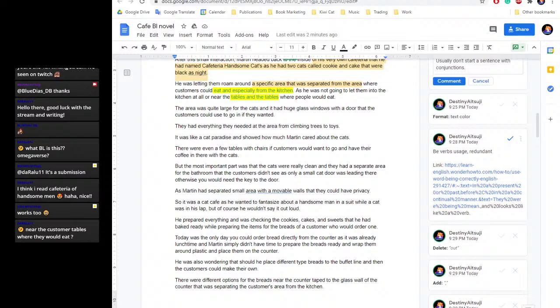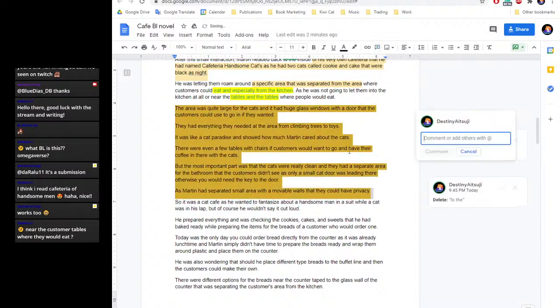Okay, Talise is asking, near the customer tables where they would eat. Yeah, that's what I'm questioning too. So it's repetitive. That's why I highlighted it. So like, if you're a reader and you find something wrong, that's something. So I'm just gonna highlight this entire thing and put a comment.